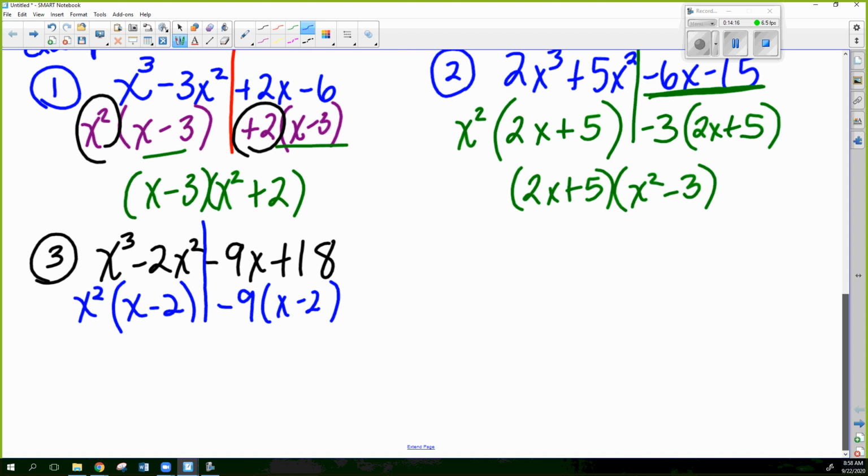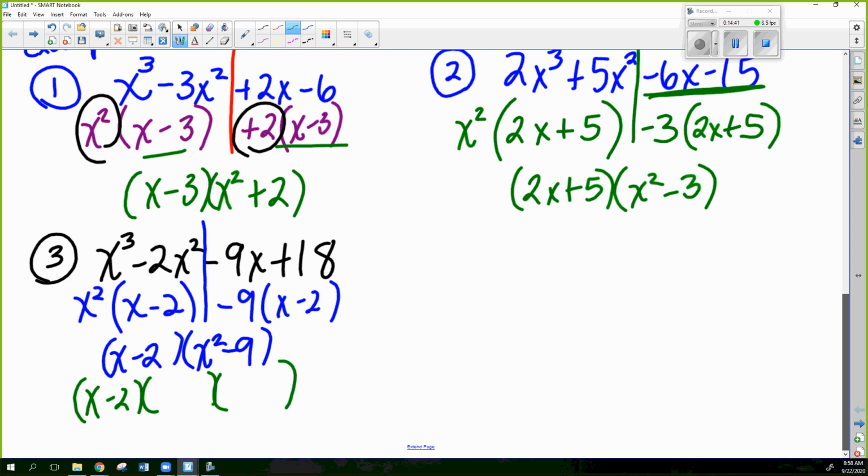All right. So one of my factors, Grady, is what? One of them has to be the x minus 2. And the other one? Excellent. But x squared minus 9 is a difference of squares, Gavin. Thank you. So I have to go one more step. I bring down the x minus 2, but then I have to unfoil the difference of squares.